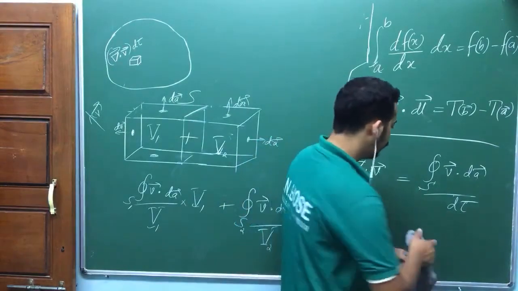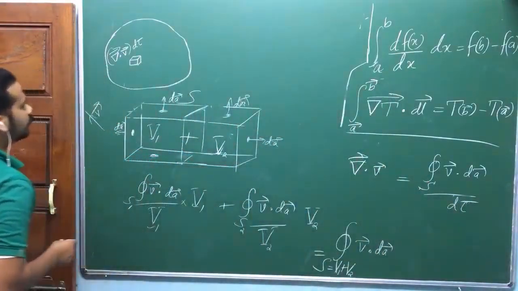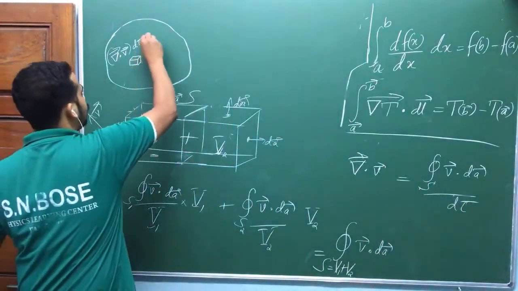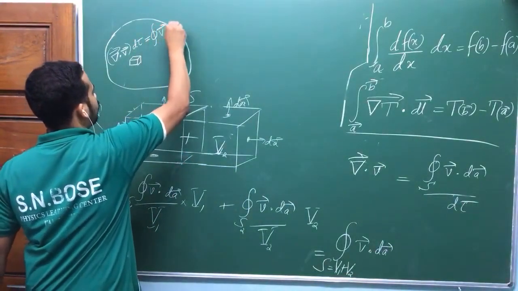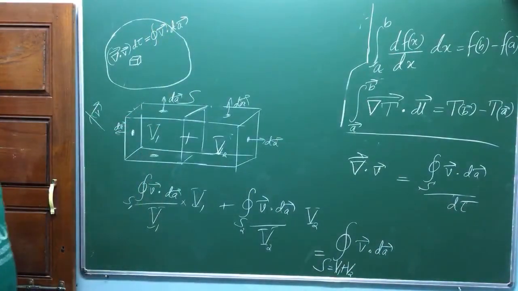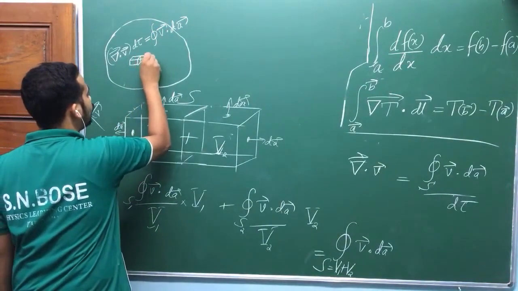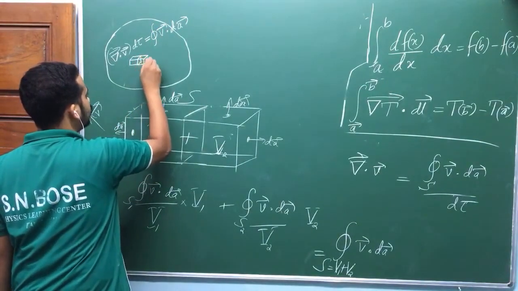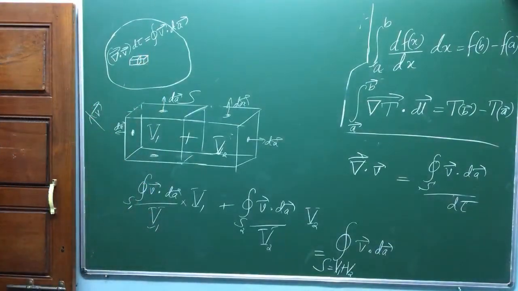Now what I do is I will take this d tau here. Then what do you get here? You get the surface integral over this volume of V bar dot dA bar. Is that okay? Now I am going to add a similar infinitesimal volume. Then what will happen?